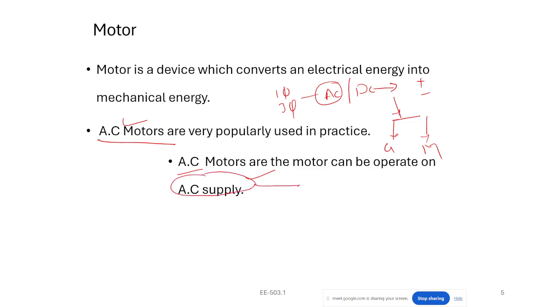AC supplies have different types. Previously we had single phase, two phase, and three phase. Now we only use single phase and three phase. Depending upon supply, the motors are classified into single phase motors and three phase motors. Another type is special purpose motors. That is another classification. Based just on supply, it is single phase and three phase motors.